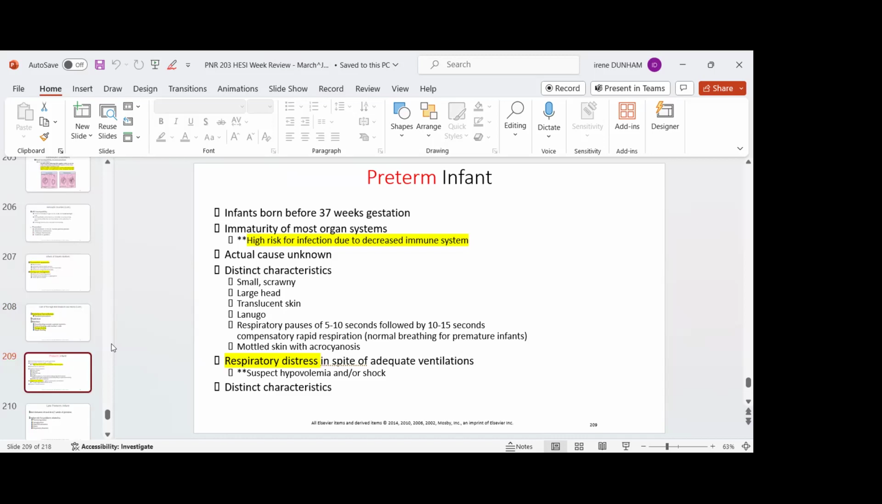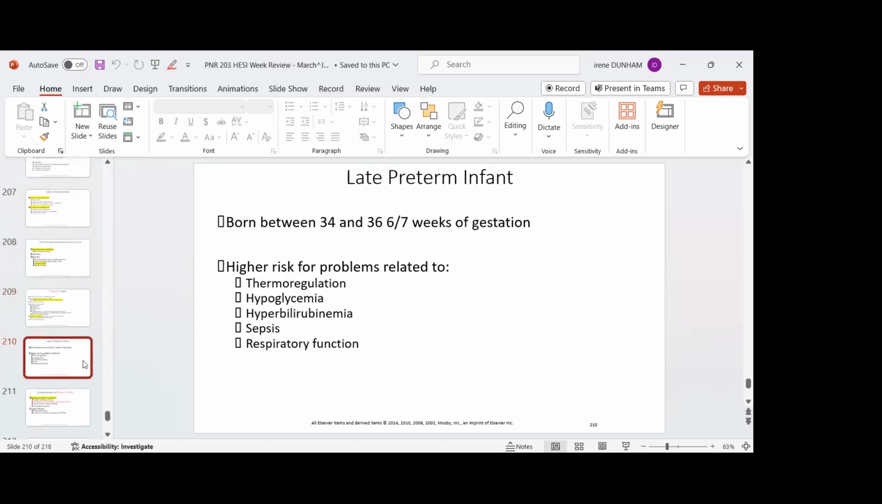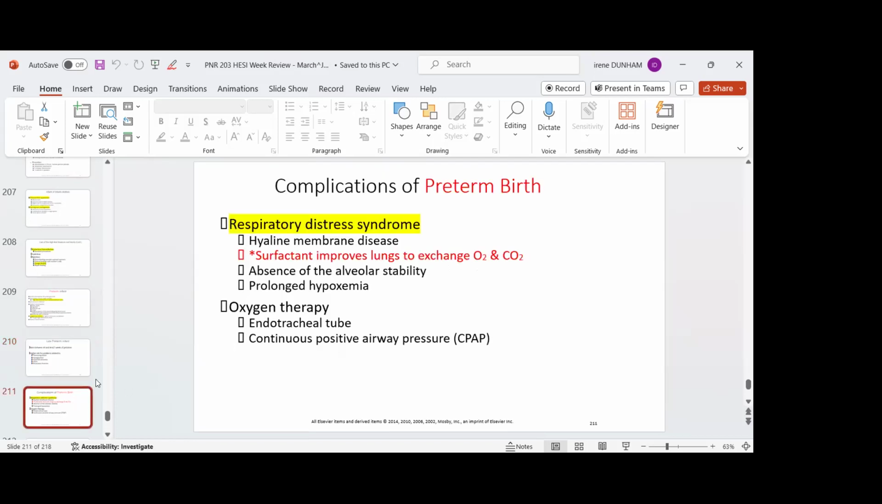Premature babies are at high risk for infection, again, due to decreased immune system. We talked about that, and we talked about respiratory distress. Okay. These late preterm babies, these are babies born between 34 and 36 and 6/7 weeks of gestation. Again, they're also at risk for thermoregulation problems, hypoglycemia, hyperbilirubinemia, sepsis or infection, and respiratory function. All of them are high risk for all that.